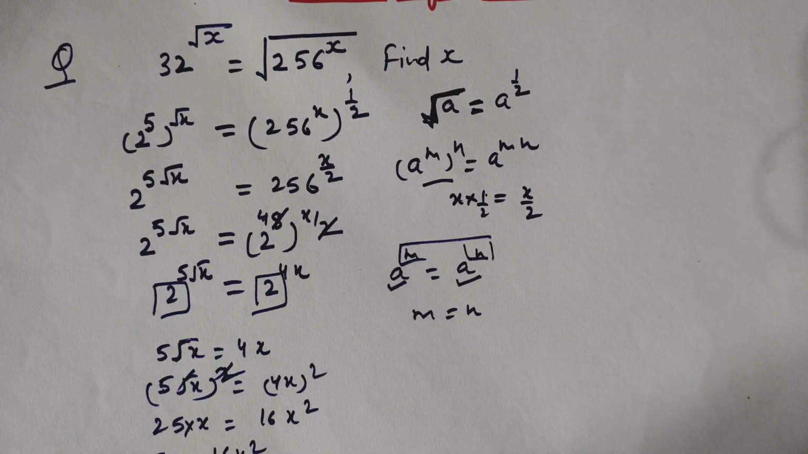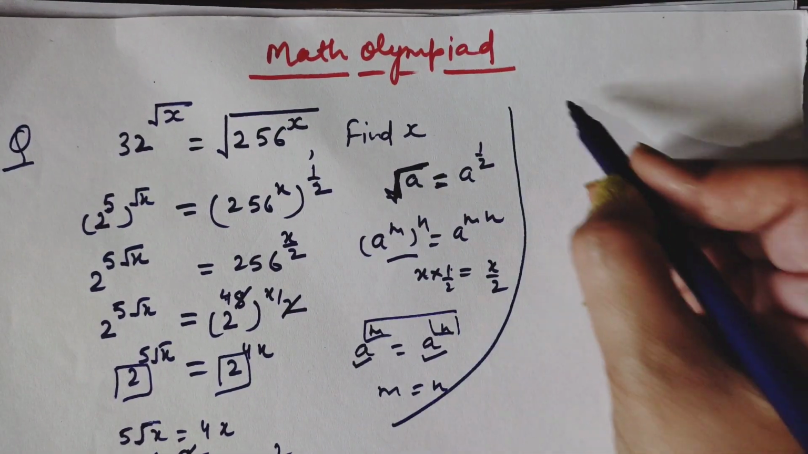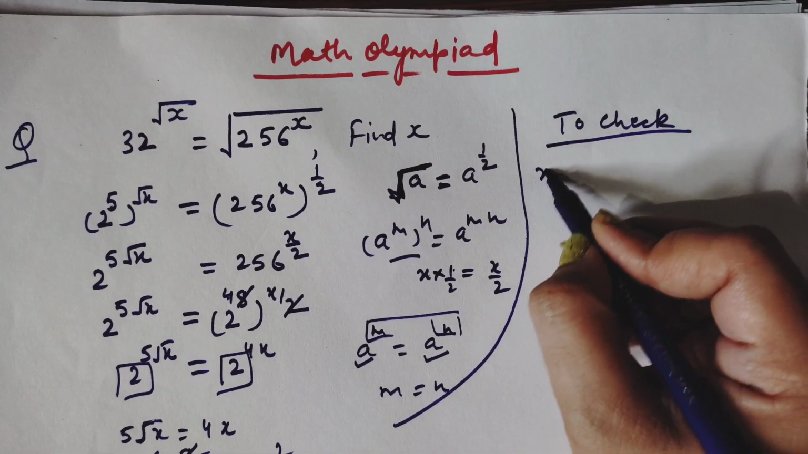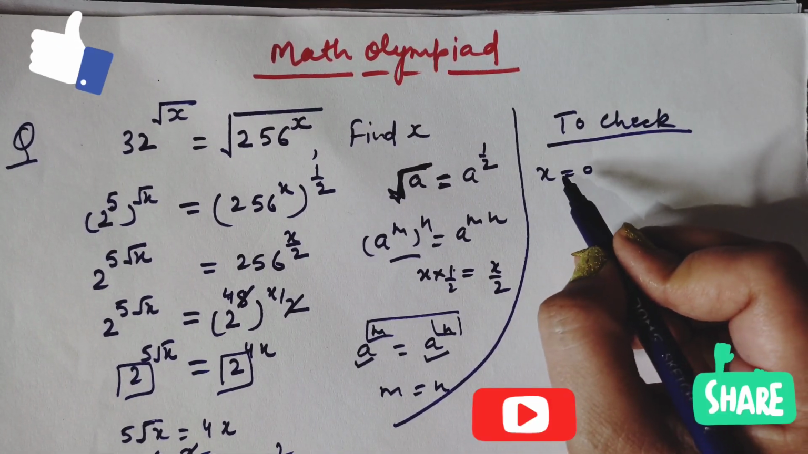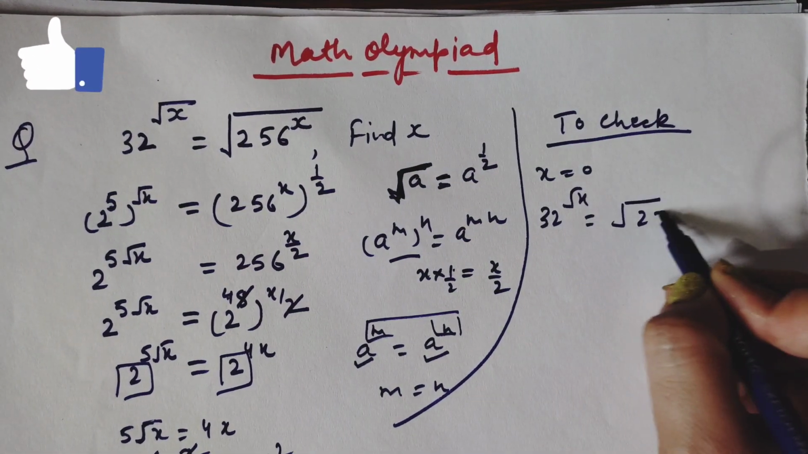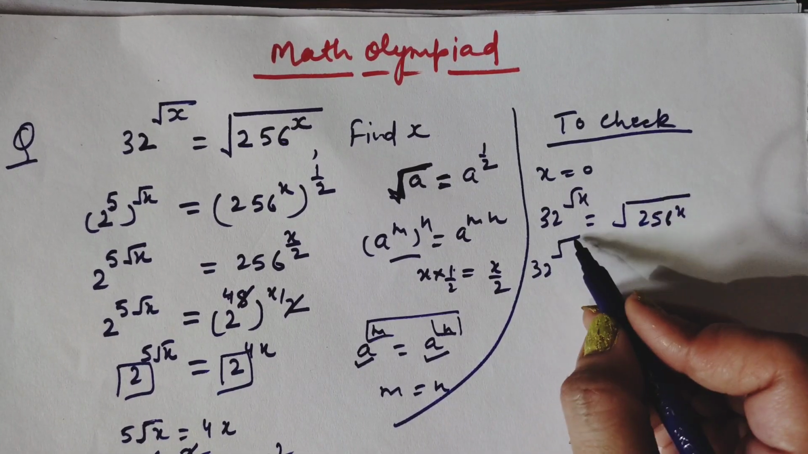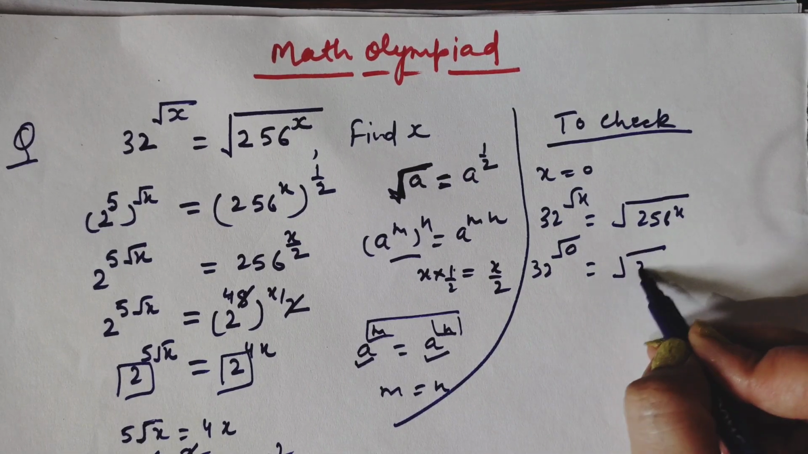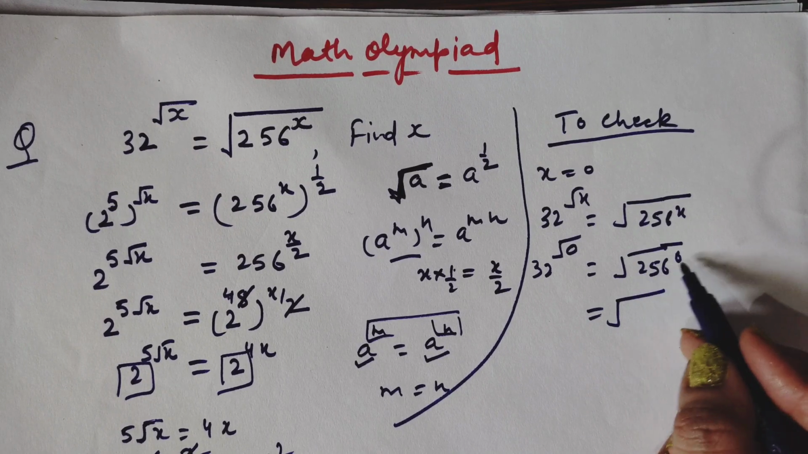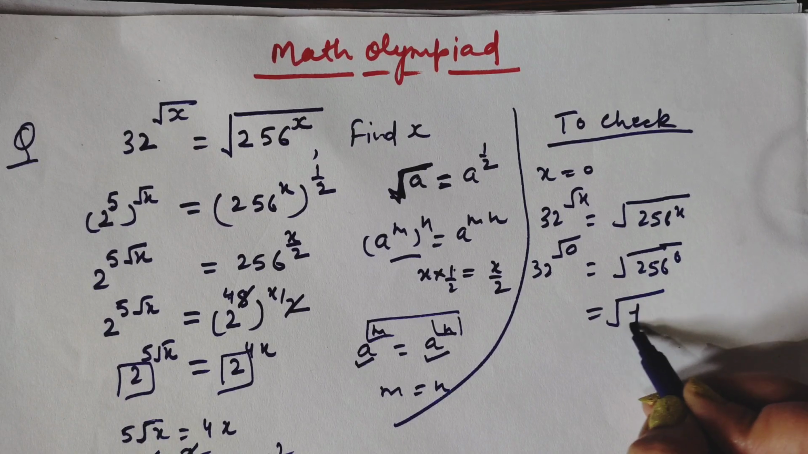But whether these values are correct or not, we need to check. How to check the answers? We will put the values of x one by one in the given question. First of all, check for x equals 0. Our question is 32 power root of x equals root of 256 power x. Put x equals 0, so we get 256 power 0. If any number's power is 0, using the law of exponents, the value is 1.